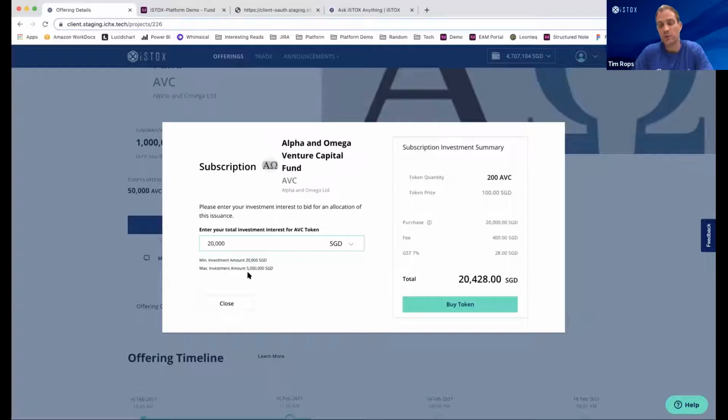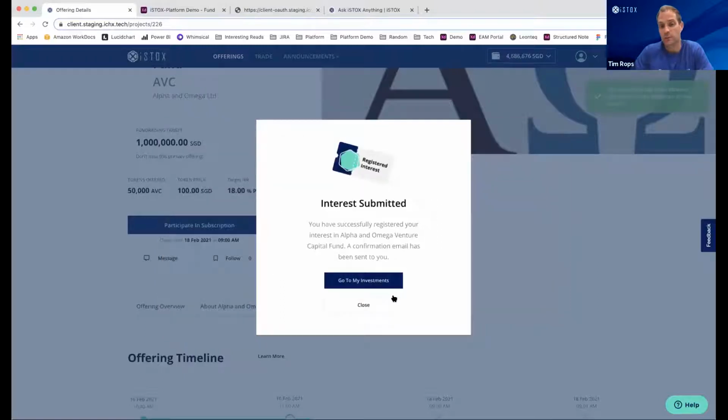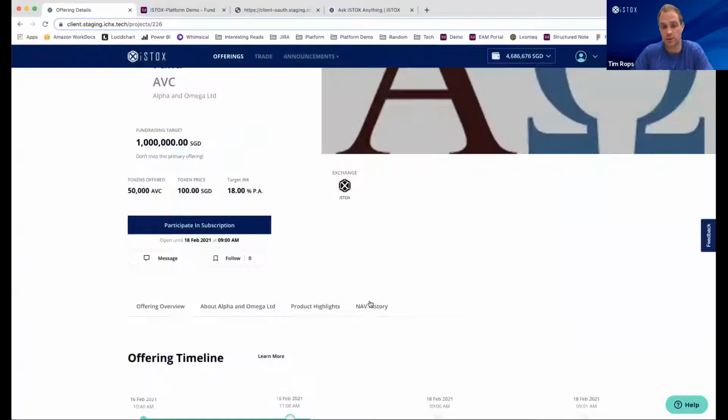And for us, it's a very big advantage to offer this, because for you as an investor, it will not expose you in such a large amount or such a big percentage of your portfolio. So then it's simply buying the token and that's it. Very simple, and your subscription is initiated.